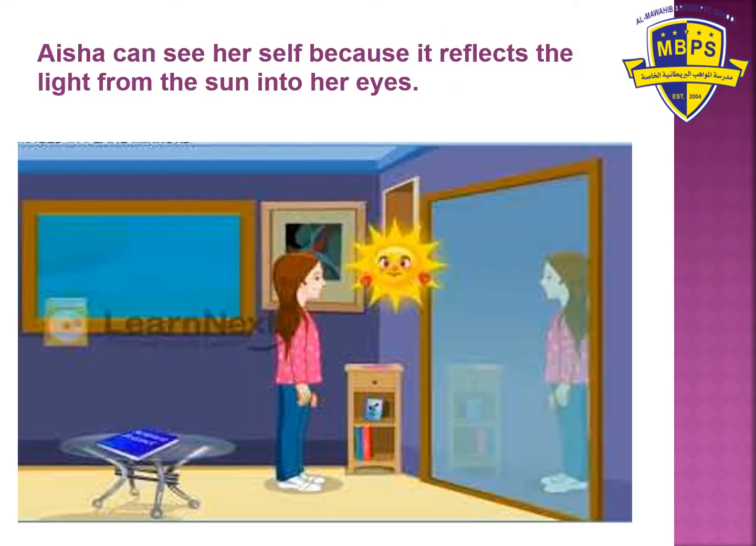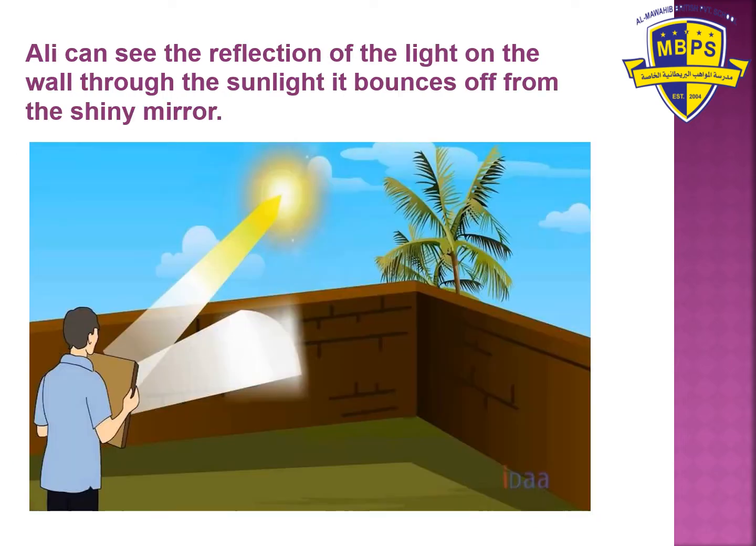As you can see in this picture, Aisha can see herself because the mirror reflects the light from the sun into her eyes. If the room is dark, can she see herself? No, she cannot. Look at this slide carefully.